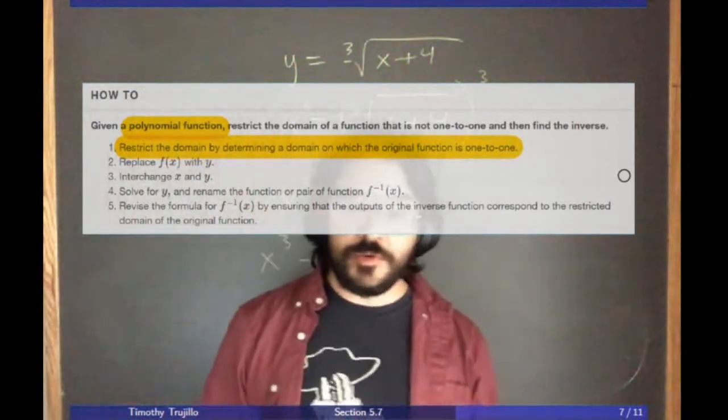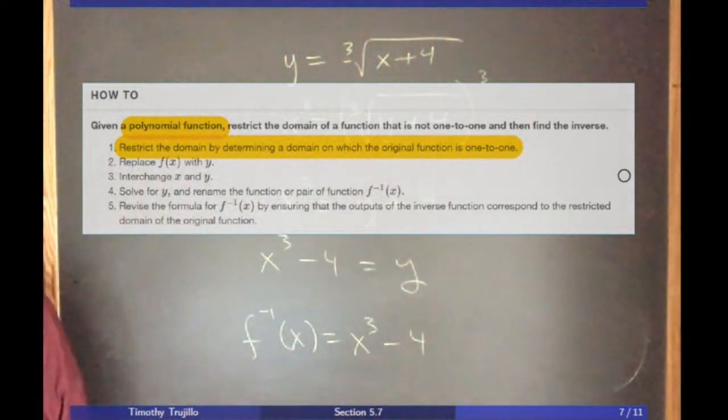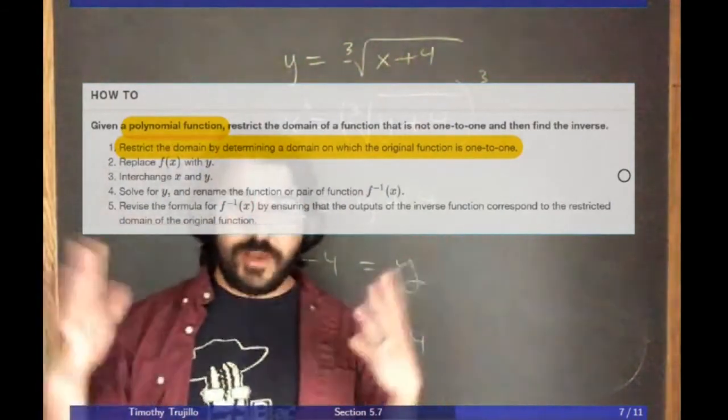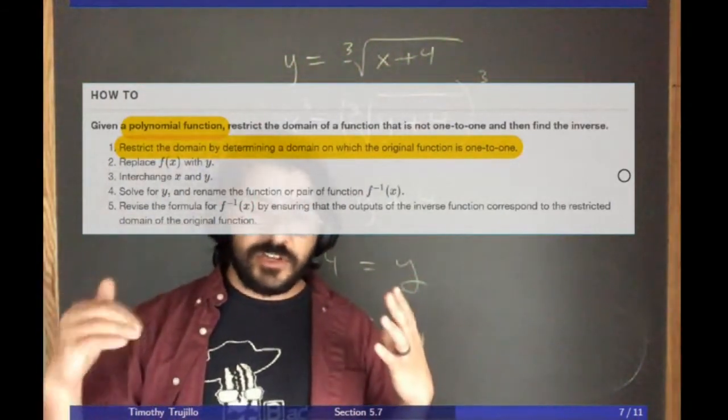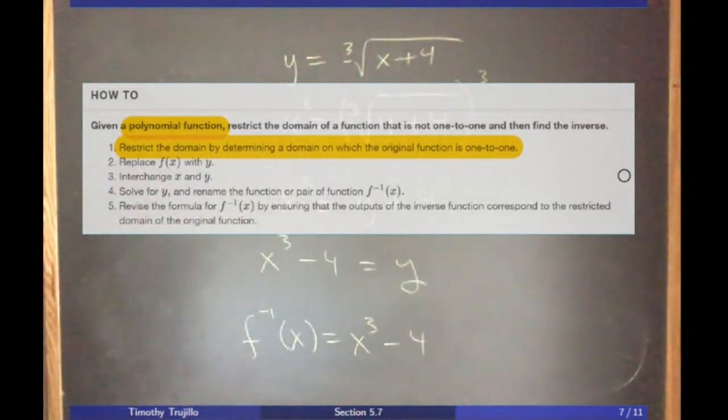Sometimes that'll be given to you in the problem, and other times you'll have to determine what the appropriate region is for the restriction. But your first step will be to restrict the domain, so exclude some inputs in order to guarantee that the function becomes 1-to-1, passes the horizontal line test. And then basically the remaining steps are the same. You replace f of x with y, you interchange x and y, and then you solve for y. And you rename the function f inverse.